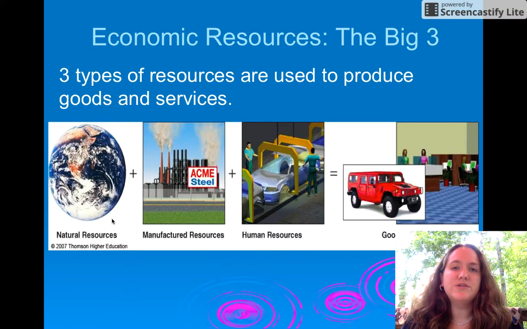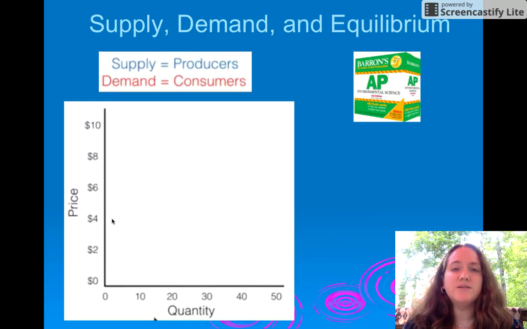Some of the resources that we can use to make our products are natural resources, something like coal, oil, rocks, minerals. We have manufactured resources, things that people have created, like parts of a car, for example. We have human resources, the actual human capital, using people as labor. When you put all these things together, you get the goods and services that we can actually produce and sell.